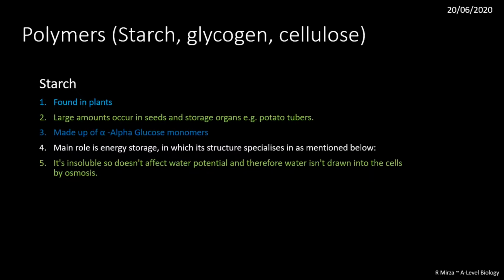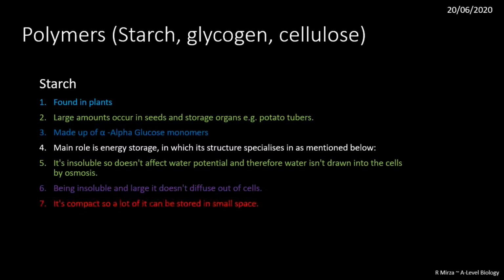Following on from this point, it's insoluble and large, i.e. a polymer, so it doesn't diffuse out of cells. In other words, it doesn't cause any diffusion or osmosis within the cells. Starch has two main forms, branched and unbranched. The unbranched form winds into a tight coil in the shape of a helix that makes the molecule very compact. This means a lot of starch can be stored in a small space.